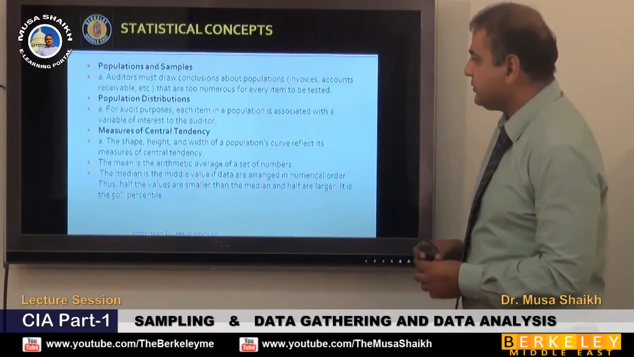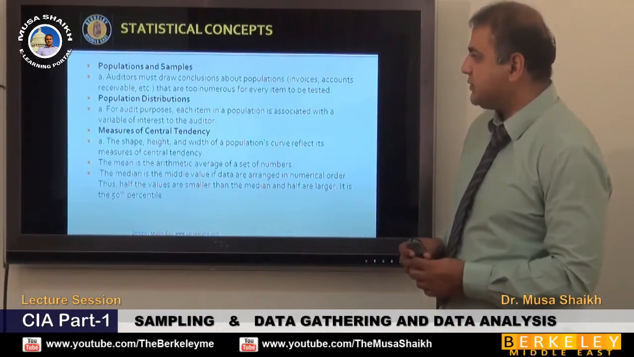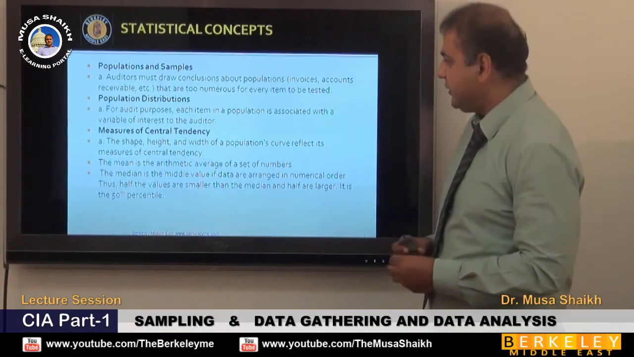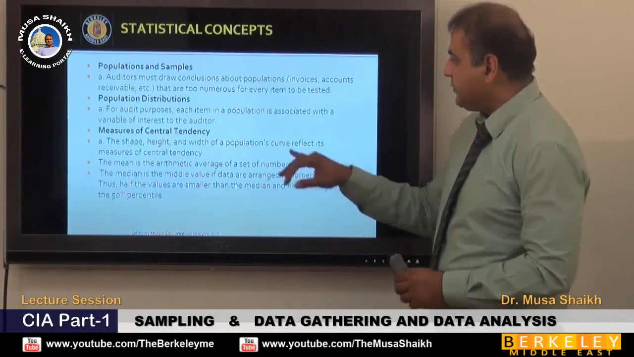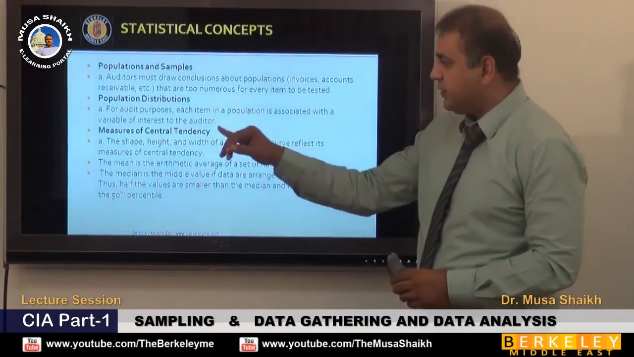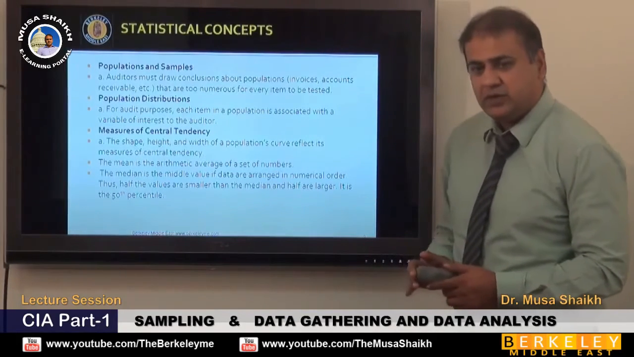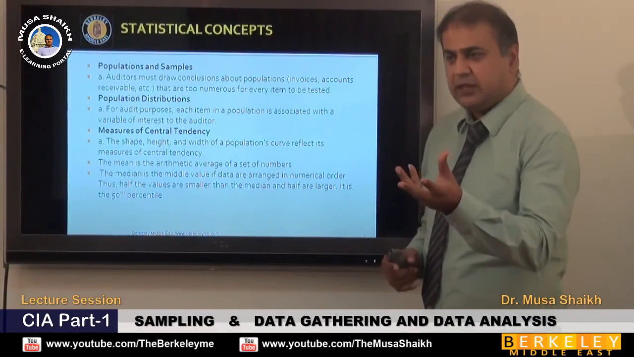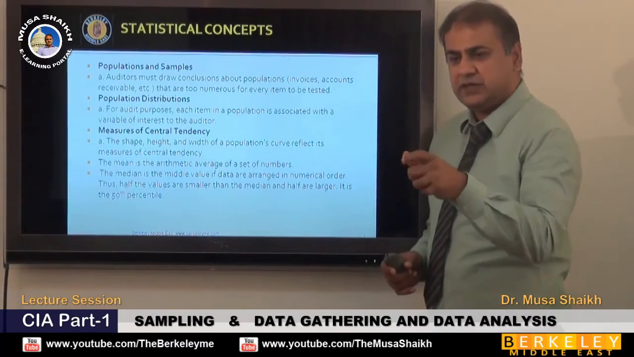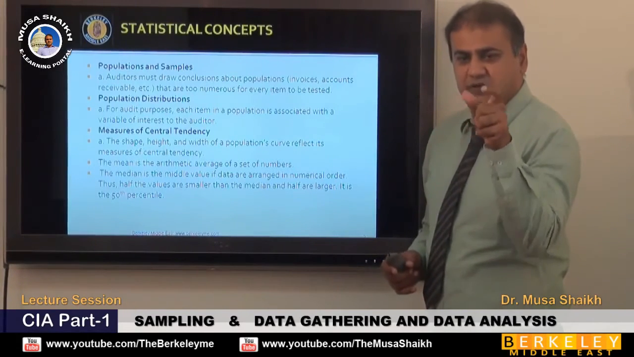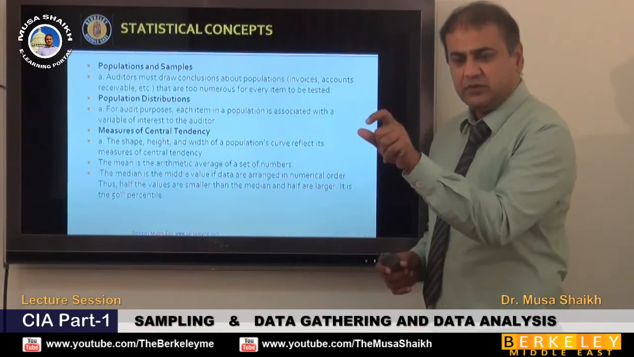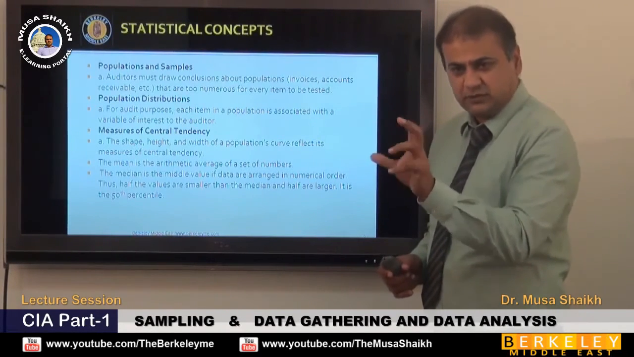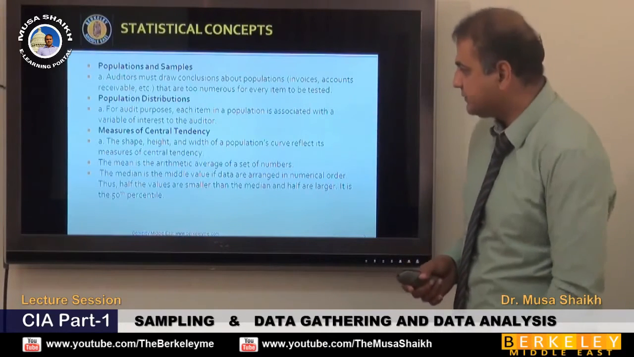The auditor must draw conclusions about the population, invoices, and accounts receivable. For audit purposes, the population is associated with the variable of interest to the auditor. Then you have to make a distribution, like in stats we make a frequency distribution: how many of this age to this age, fall are, high school passed. So we make one distribution about that.